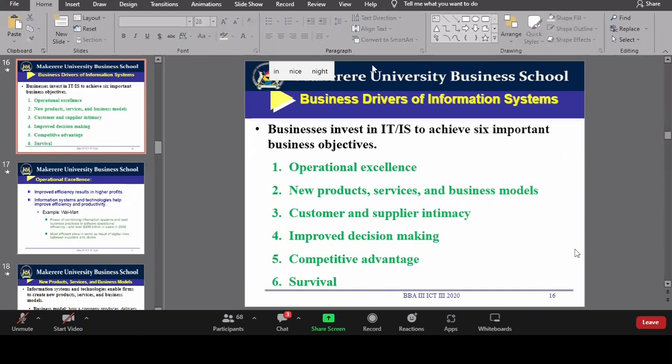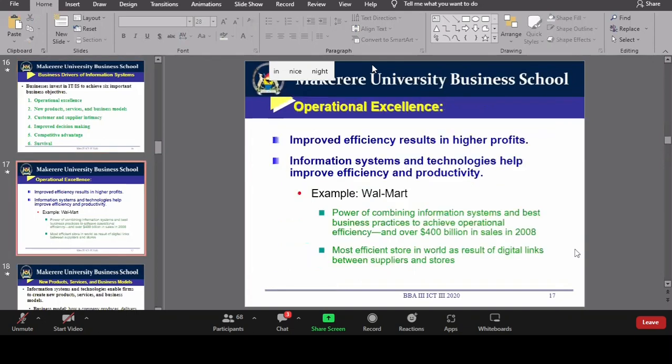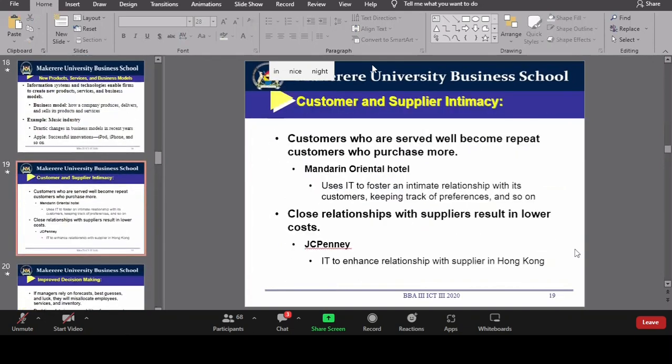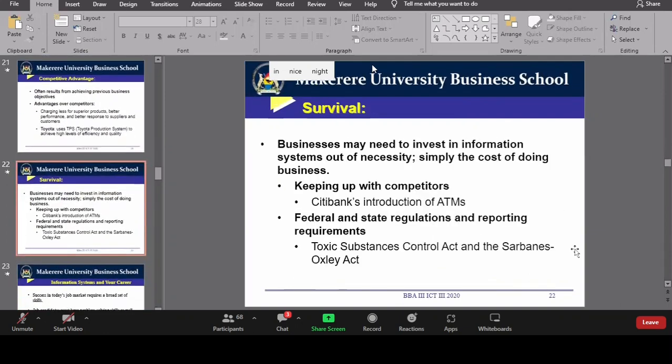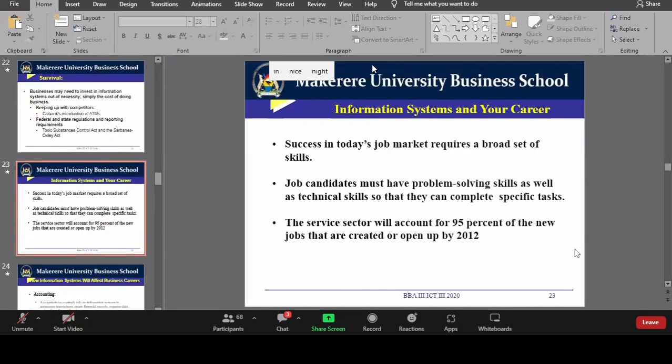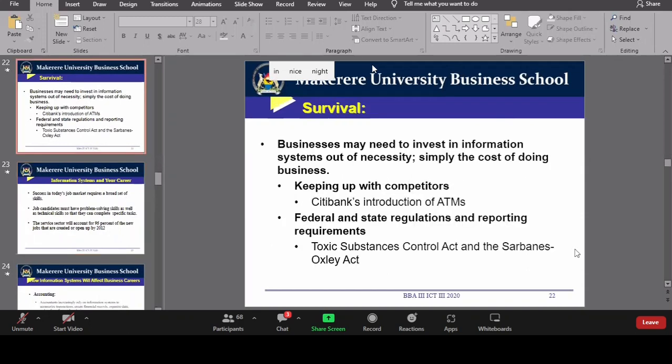Okay, thank you. These ones we've explained. I will move a little faster. Decision making we've seen, competitive advantage we've seen. Maybe what you can see under survival here, businesses may need to invest in IS out of necessity, simply the cost of doing business. However, look at keeping up with competitors, then look at keeping up with the federal and state regulations and reporting requirements, but all of them geared towards helping you to remain afloat in business.